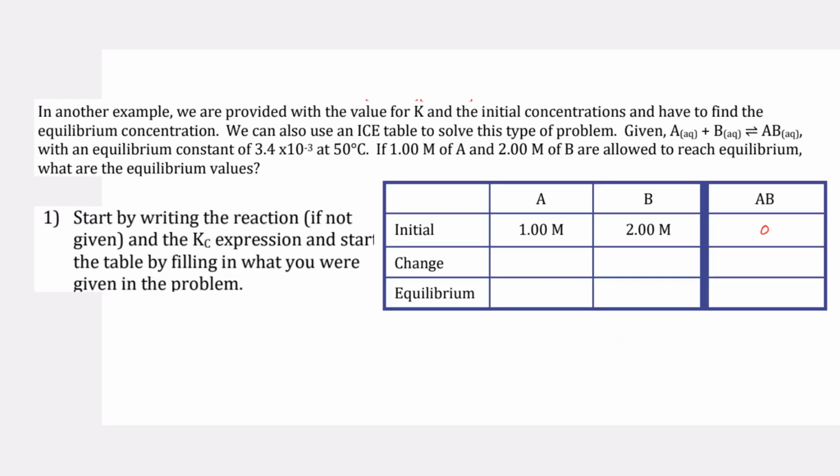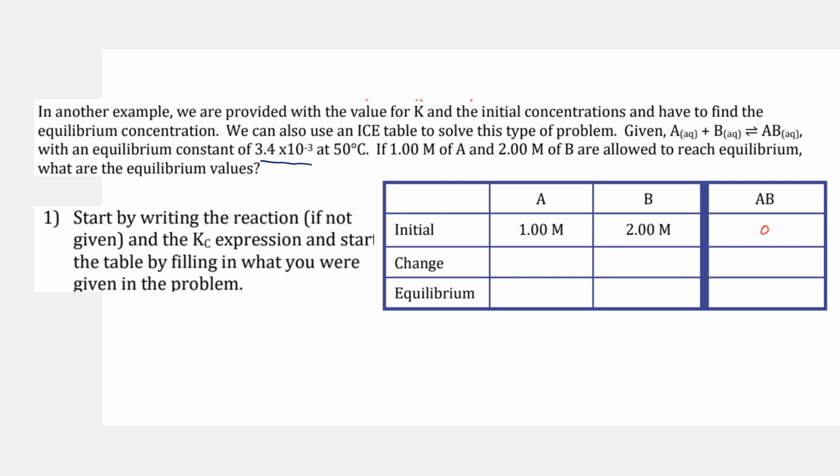In another example, we're provided with the K value and the initial concentrations that define the equilibrium concentrations. We use another ICE table. We have our reaction A plus B yields AB. And these are all aqueous, so we can use all of these. We already have our equilibrium constant of 3.4 times 10 to the negative 3. If I have 1 molar of A and 2 molar of B, and they react to reach equilibrium, what are the equilibrium values?